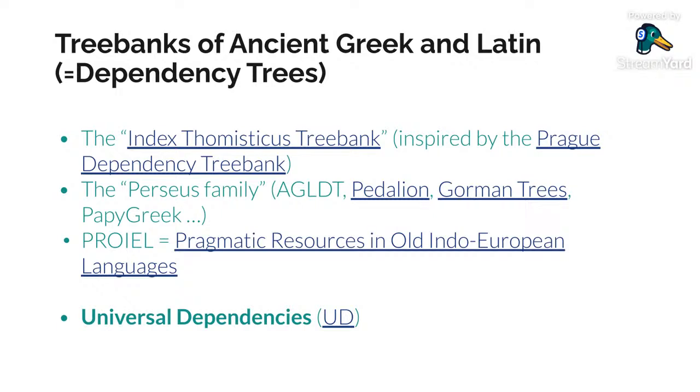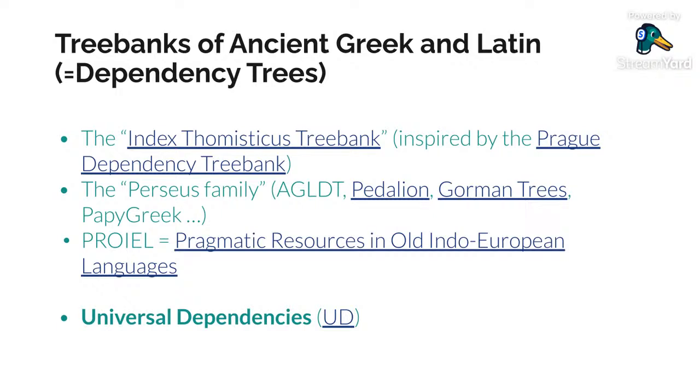For Greek, we have lots of things that follow the AGLDT, the Ancient Greek and Latin Dependency Treebank framework. It's called the Perseus family. There are AGDT trees, there's Pedalion trees, which Alek will talk more about, and the Gorman trees. Vanessa Gorman has annotated lots of Greek historiography. PapyGreek belongs to this family, so the Greek documentary papyri. Then there are the Old Indo-European languages annotated in Oslo, including the Greek New Testament, for example.